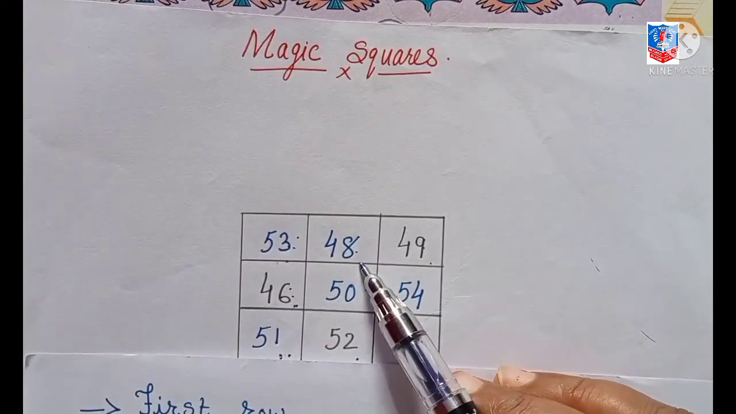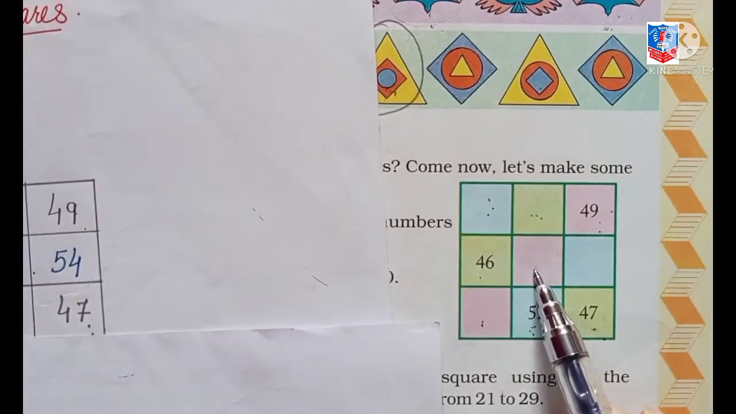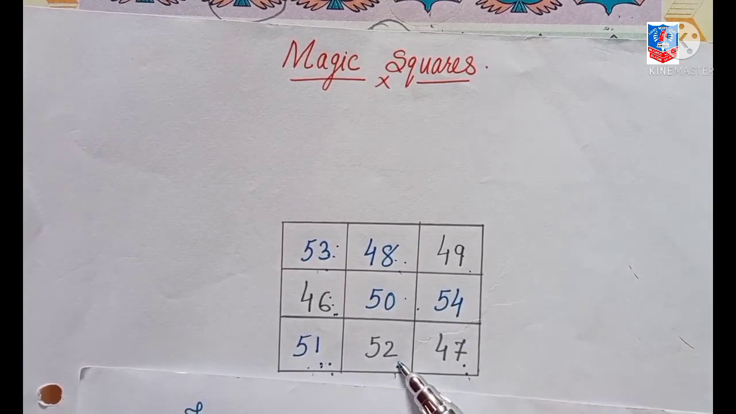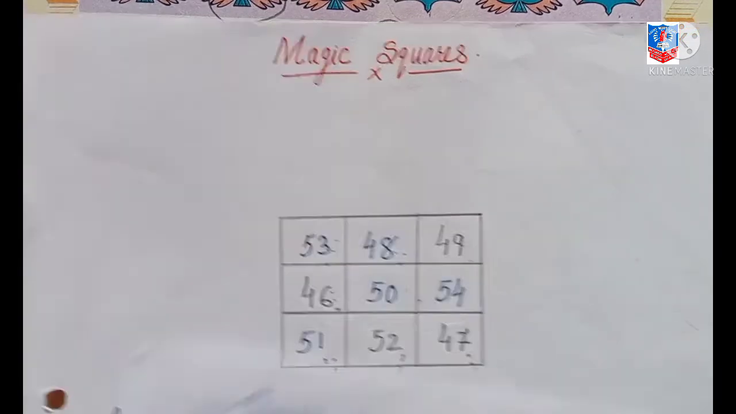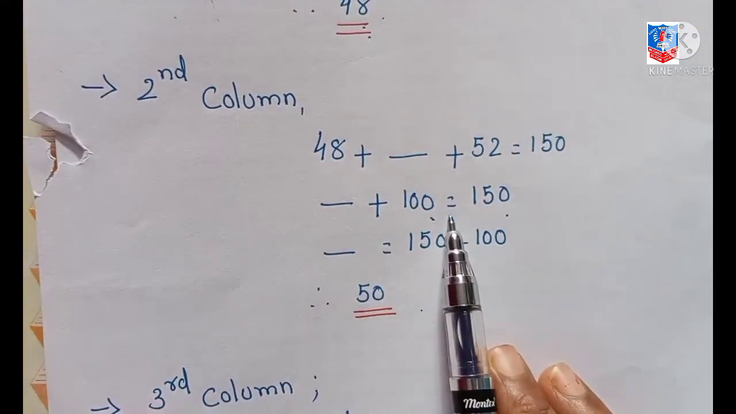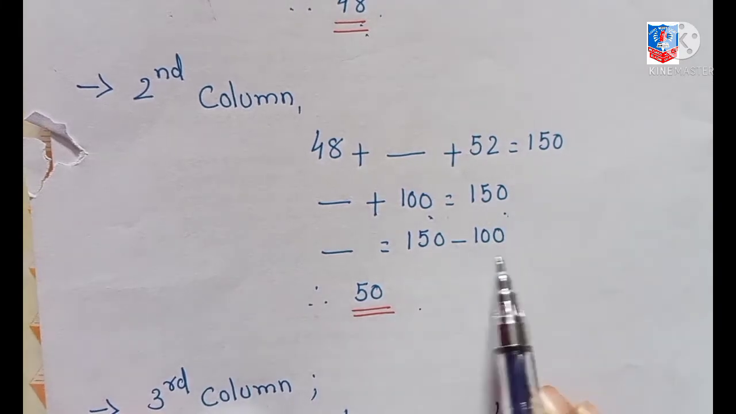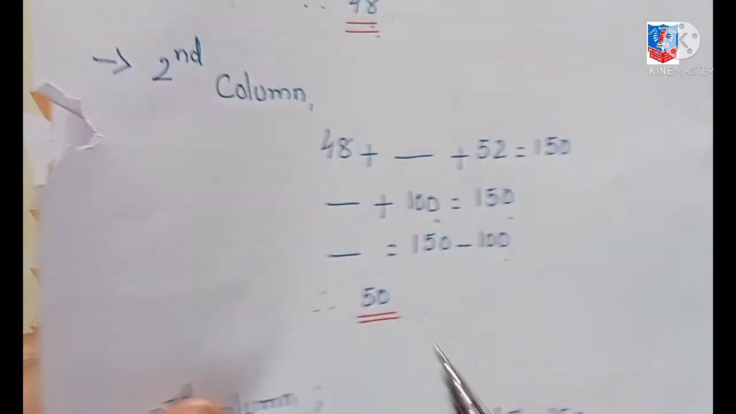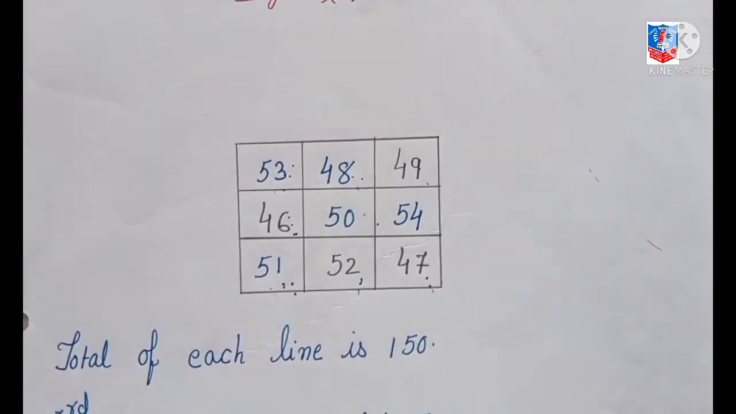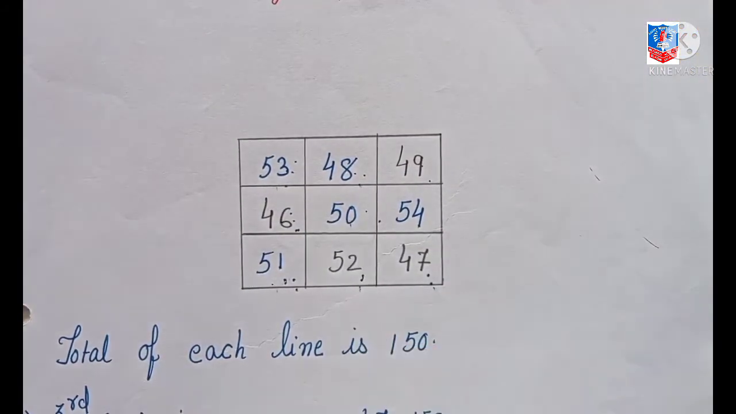Now see here, here it is 52 and here it is 48. Here we got 48. Now to get this number, what we will do? We will add 48 plus 52. When we add 48 plus 52, we get 100. So 150 minus 100 is 50. So here it is 50.